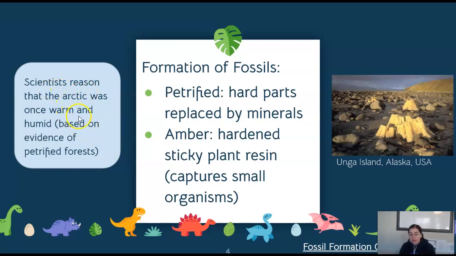Scientists, as a side note, reasoned that the Arctic was once warm and humid, and that is because they have found these petrified forests that indicate that there was a lot of trees there, which means it must have been warmer than it is now because now there's no trees. So that's kind of where that is. We're going to do this guided reading at another time. We will not be doing that right now.